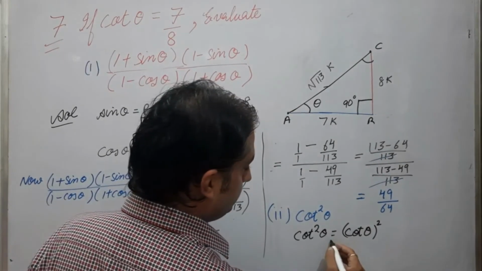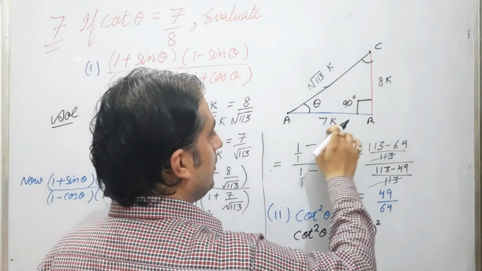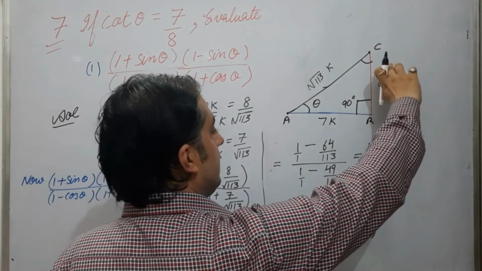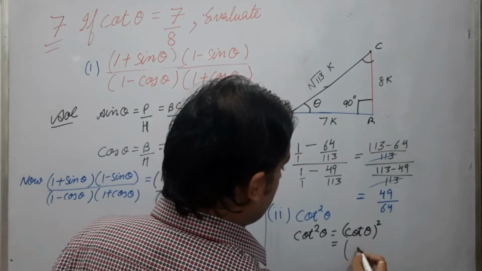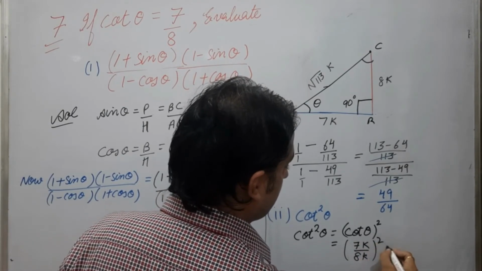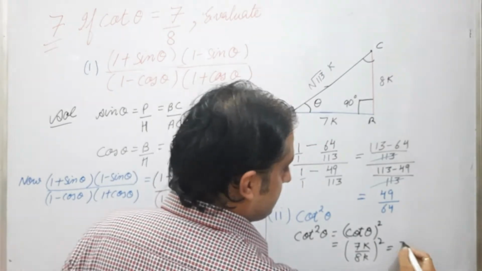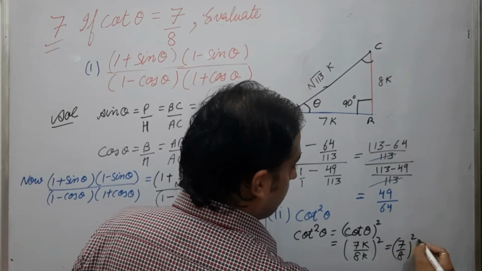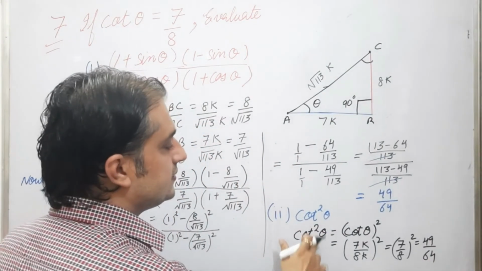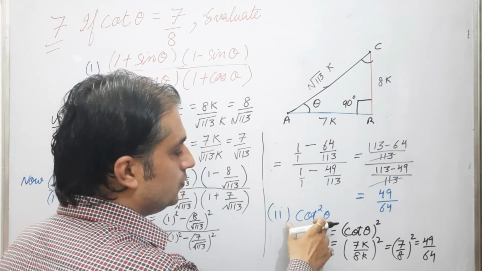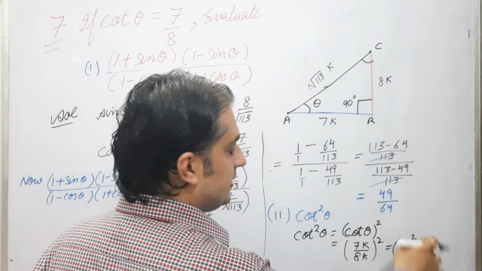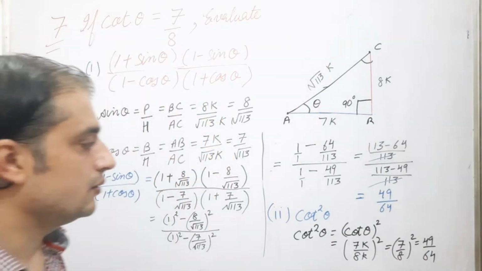So just put the value, base upon perpendicular. So base is 7k and perpendicular is 8k. So you can put the value over here, that is (7k upon 8k) whole square. So k cancels out with k, rest is (7 upon 8) whole square. So it will become 49 upon 64. So the square of the t ratio, that is cot theta, is 49 upon 64.